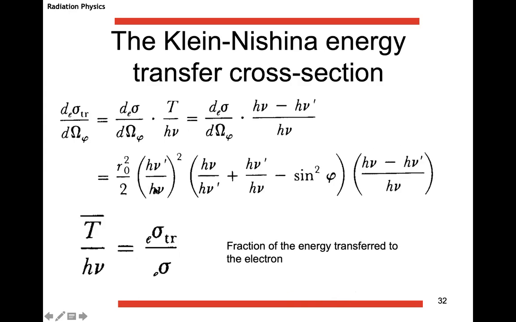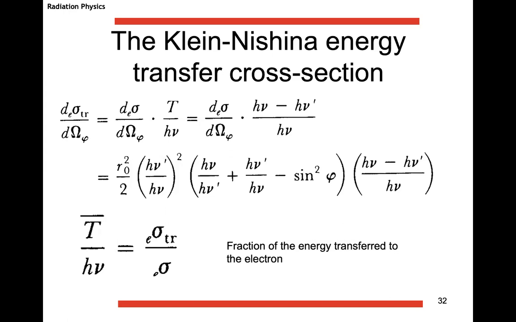The cross section for the Compton effect is given by the so-called Klein-Nishina formula that is expressed here. This is dσ/dΩ, so it's the cross section per unit solid angle. They are complicated. I'm not going into detail here. You don't need to know.